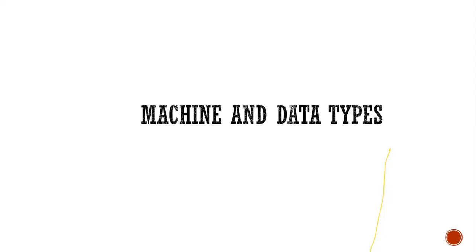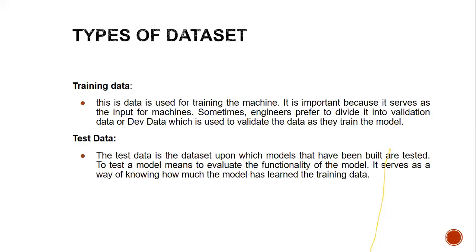All right, so machine translation and data types. So what are the types of data set for machine? So we have the training data set and the test data set. So generally, it doesn't really have to be machine translation. It's just how we have the types of data set that will feed the machine with, right?